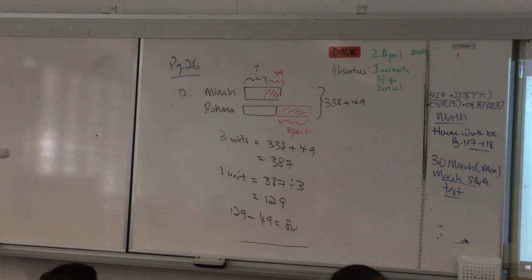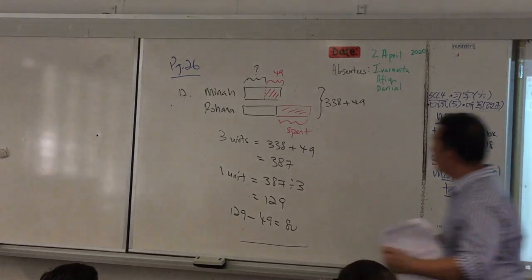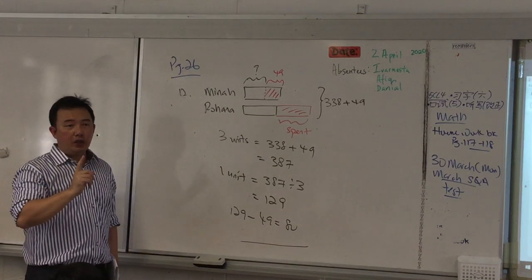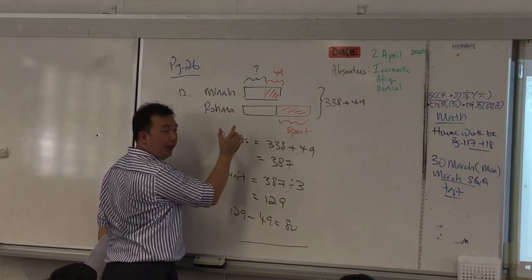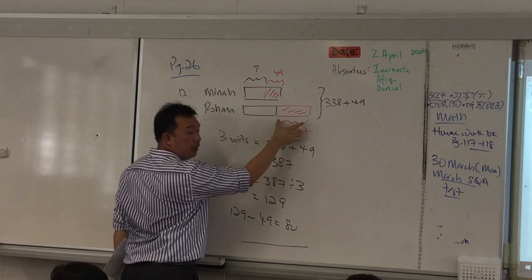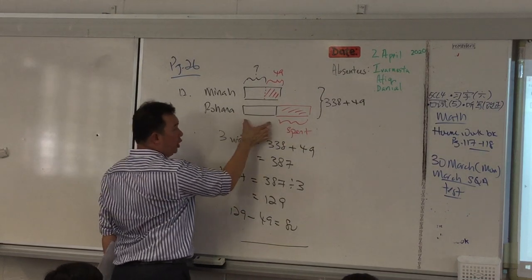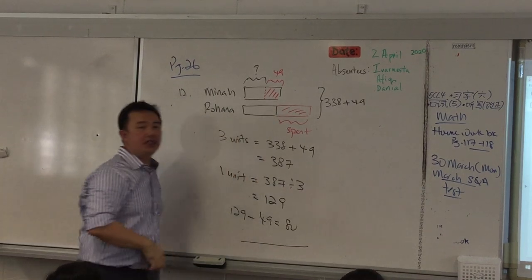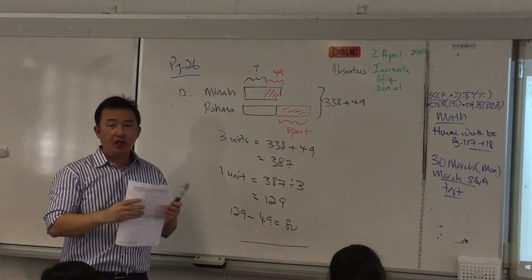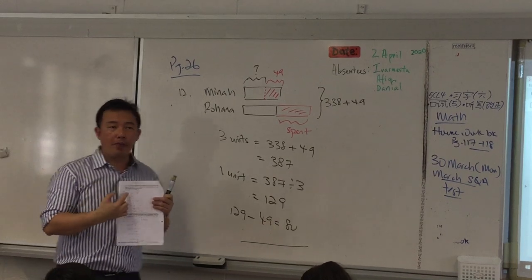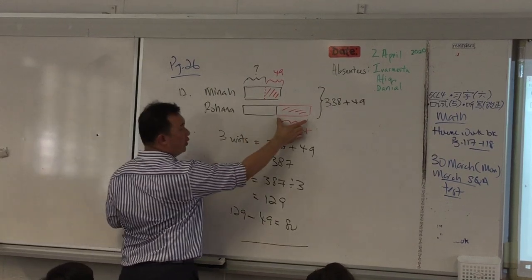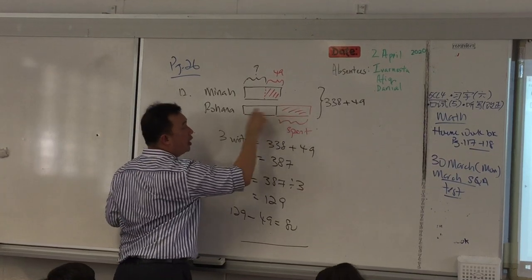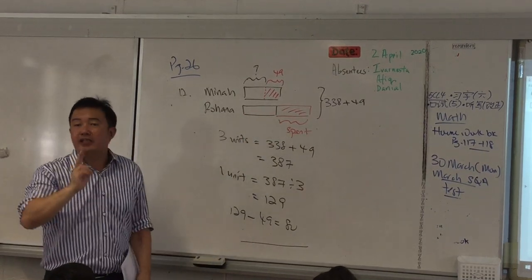Yes. Okay. But be very careful, okay? When you're drawing a model, you know that this 1 unit is 1 unit, right? The length of this and this and this should be the same. If you see how I draw my models, you cannot draw this one shorter than this. Cannot. Because this is 1 unit, this is 1 unit. They actually carry the same value.